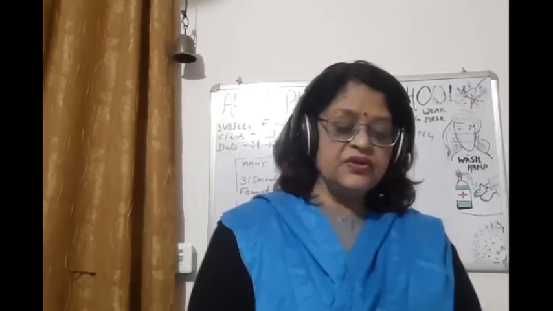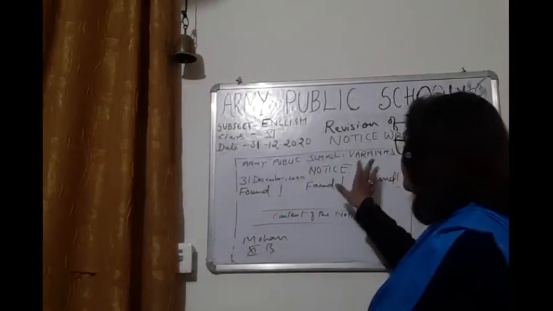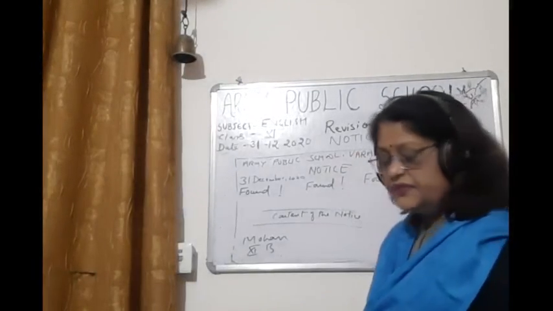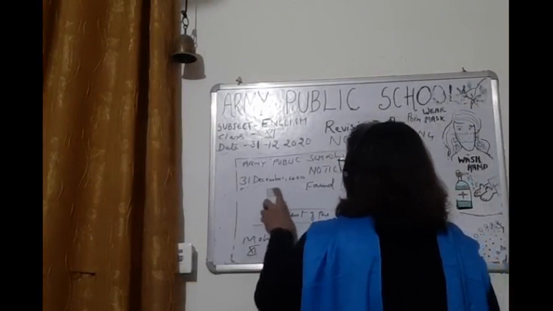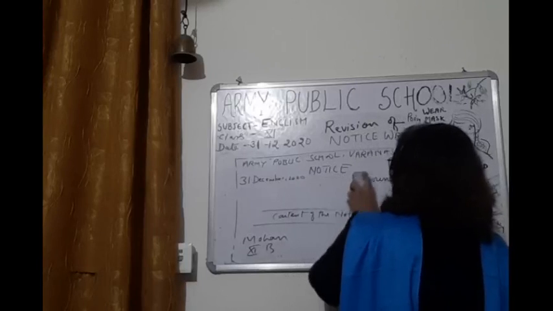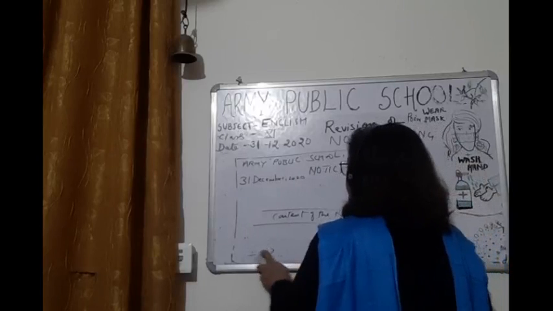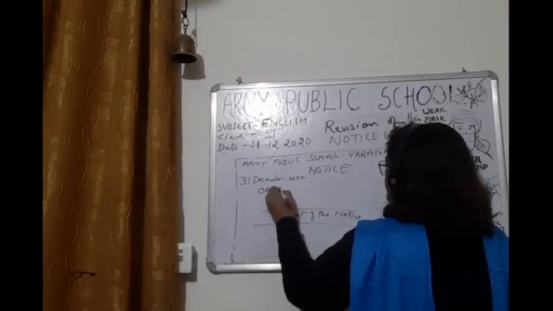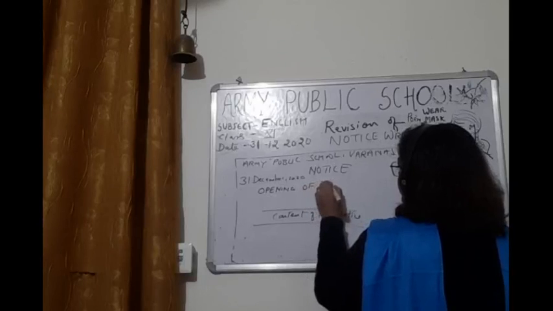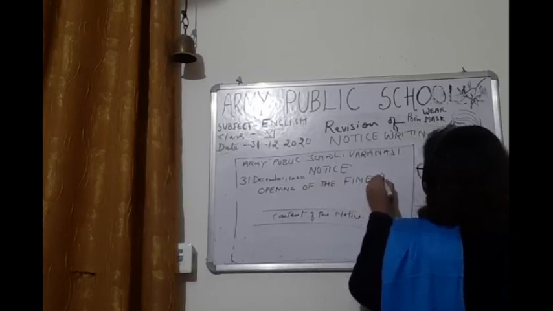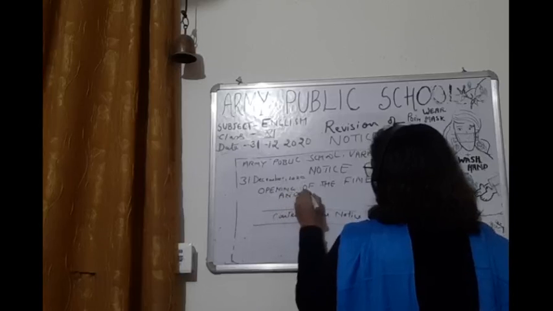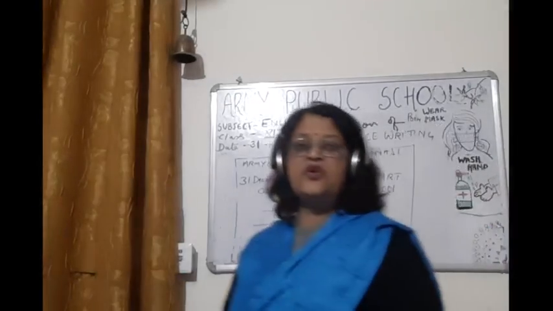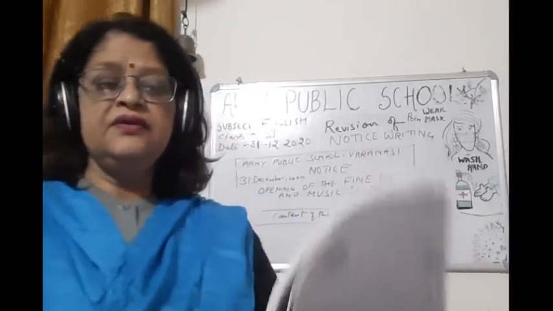Okay, so how are you going to start our notice? The name of the institution, we can write any institution. Since the name is not there, you can write Army Public School Varanasi, notice, 31st December, but in the heading we can write, opening of the fine art and music section, in capital letters, children. Okay, that means a new section of fine arts and music will be there for the senior students.